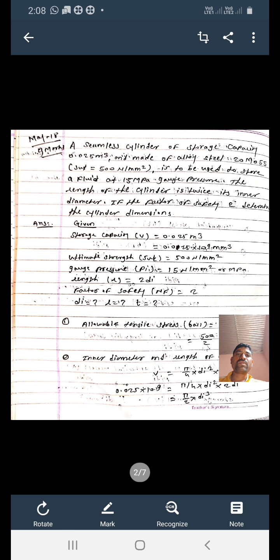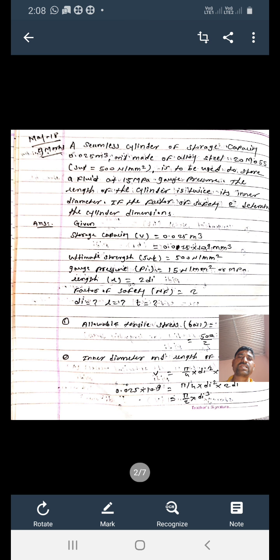Storage capacity V value is given as 0.025 meter cube. We want to convert it into mm cube because all these values are given in mm. 0.025 into 10 raised to 9 mm cube, I have converted. Then second, ultimate strength SUT is given as 500 Newton per mm square. Then gauge pressure, meaning inside pressure in the cylinder, is given as 15 megapascal.